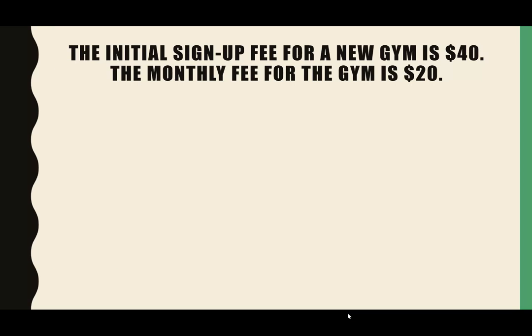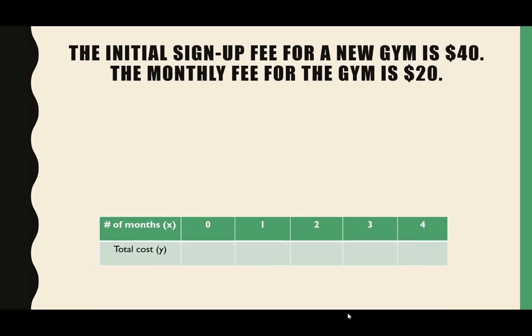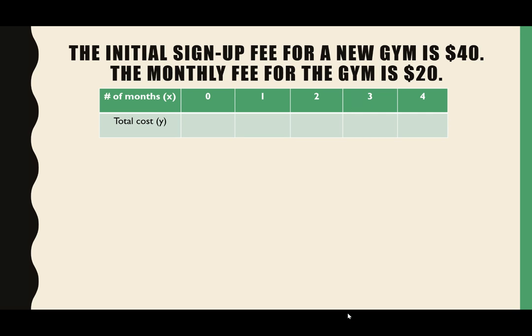They were all linear. Okay, so for example, if the initial sign up fee for a new gym is $40 and the monthly fee for the gym is $20, what would that look like? Okay, so if I've been to the gym 0 months thus far, but I signed up for my gym membership, then I would be paying the gym $40. Okay, I've signed up, but I haven't received my first month's bill.